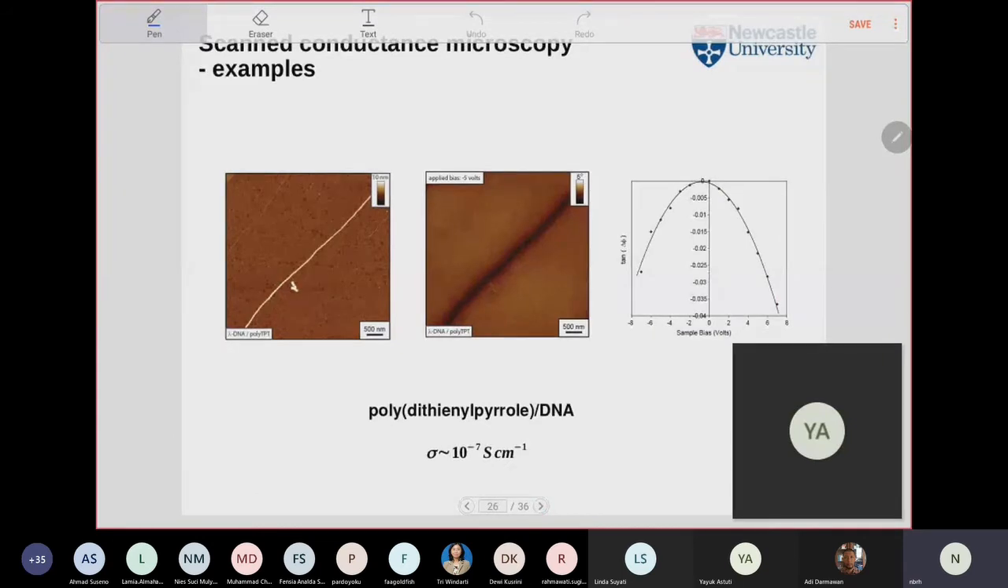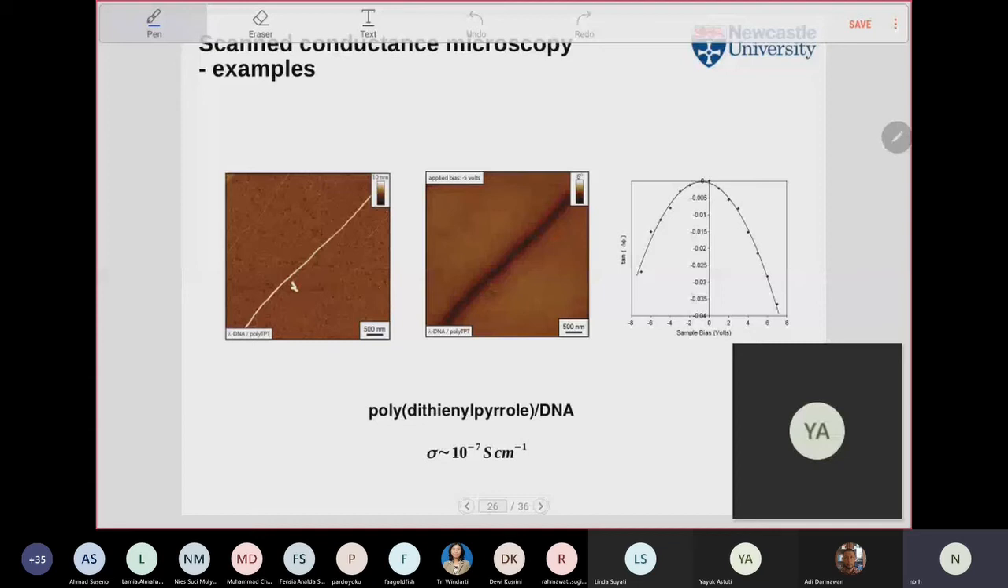This is an example of one of our polymers. On the left-hand side is the ordinary AFM image, which is acquired simultaneously, and on the right-hand side is the scan conductance image. You can see a dark black stripe going across the image that corresponds to the position of the coated DNA molecule. The negative phase shift here demonstrates that this thing is conductive.